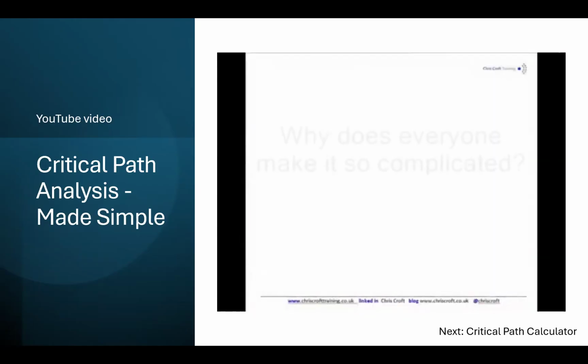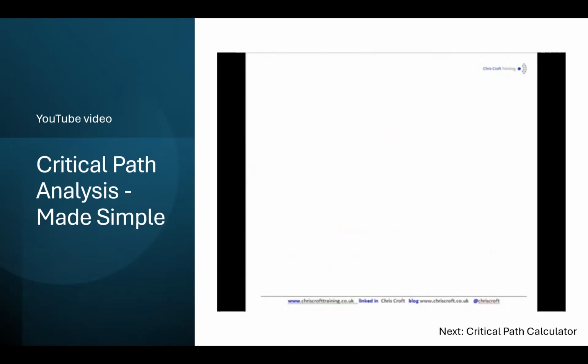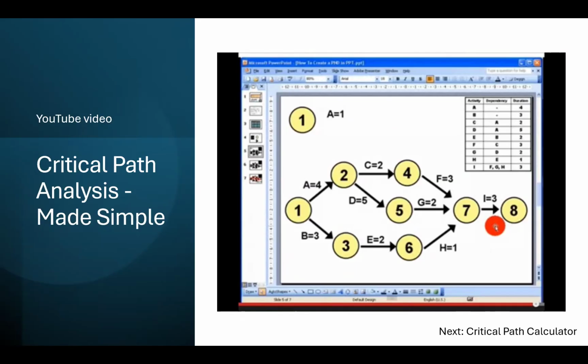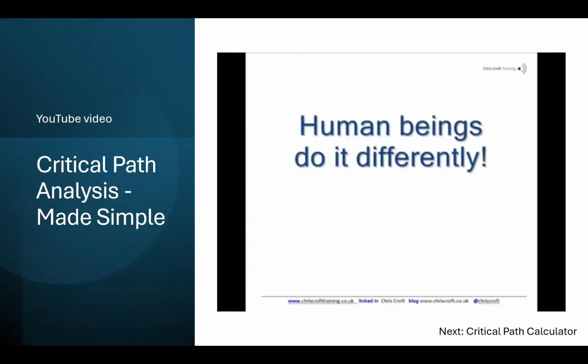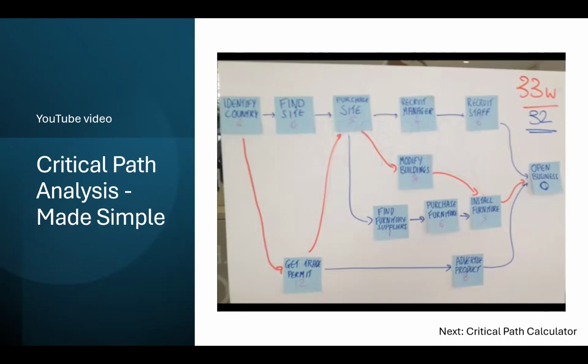I think there's perhaps a third reason as well, by the way, which is that computers do it like this. So what they're doing in these really horrible, difficult videos is they're showing you how computers calculate the longest route. But human beings are different to computers. We can just see the answer with our eyes. So a much easier way to get the critical path is to do as follows.